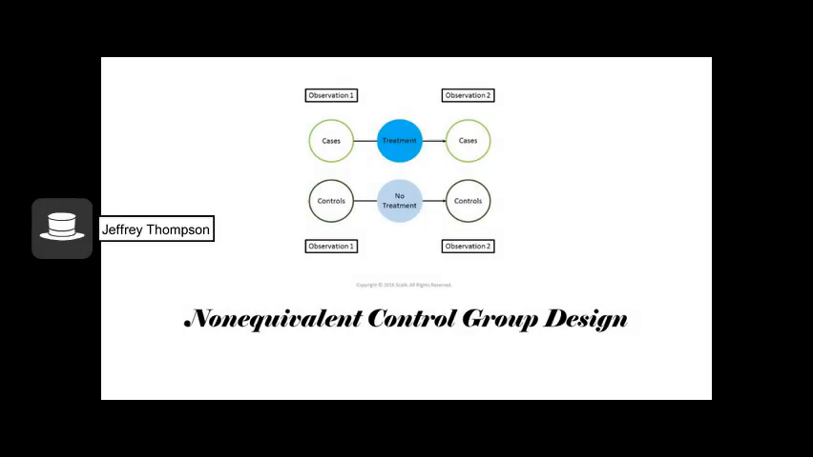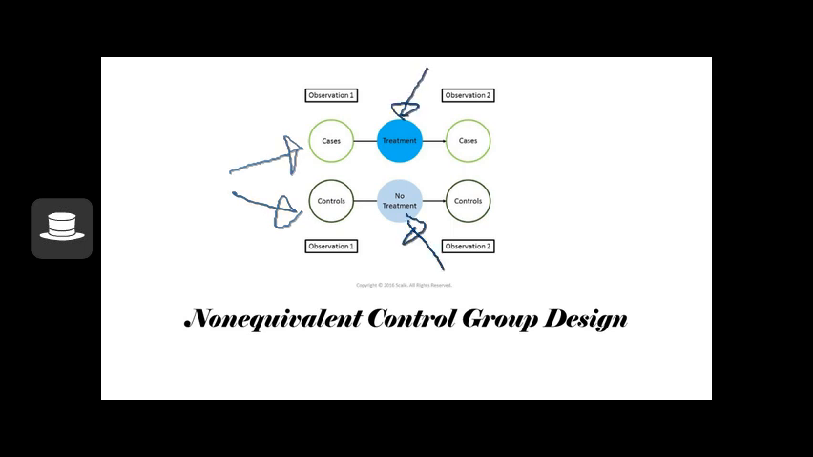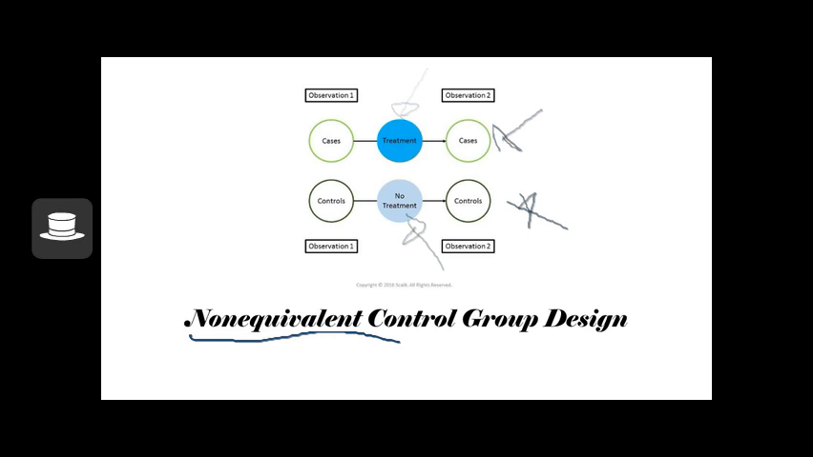And finally, we have the non-equivalent control group design, where you have two groups and no pretest. You give the treatment to one group, another group gets no treatment, and then you compare the results, right? The issue with this, you now have two groups, so that's great, but the groups are not equivalent. So sometimes what ends up happening is you have two groups that have already been formed and you want to compare them, but you can't make them equal.